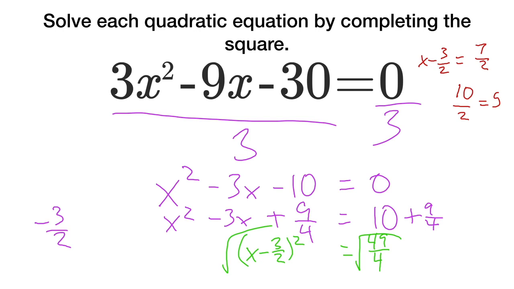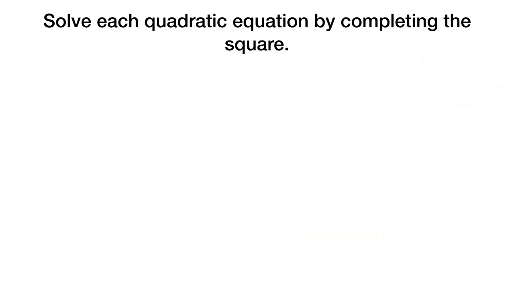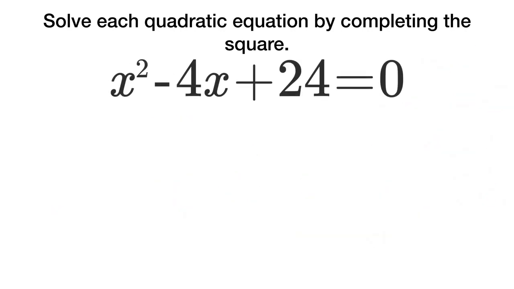Our second answer is x minus 3/2 equals negative 7 over 2. And I would add the 3/2 again, and that becomes x equals negative 4/2, or x equals negative 2. So that's the idea. Our two answers are 5 or negative 2. Okay, let's try one more that we're going to do. First step, like always, is move over the c. So x squared minus 4x equals negative 24.